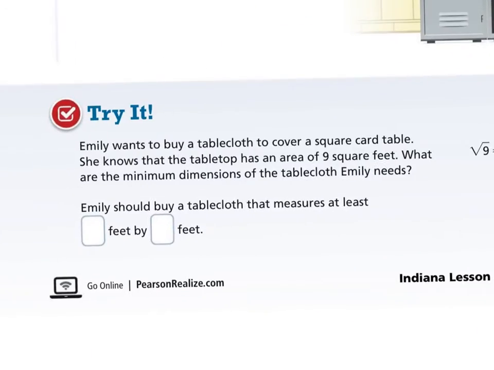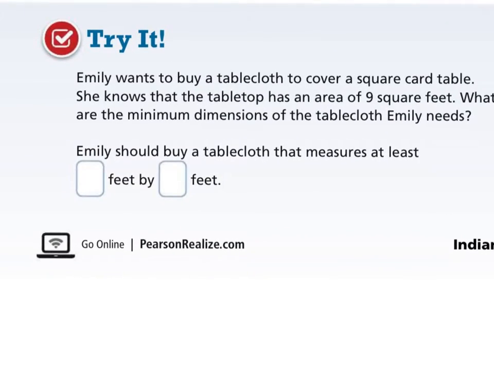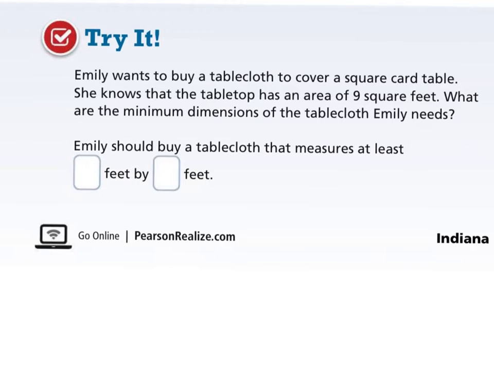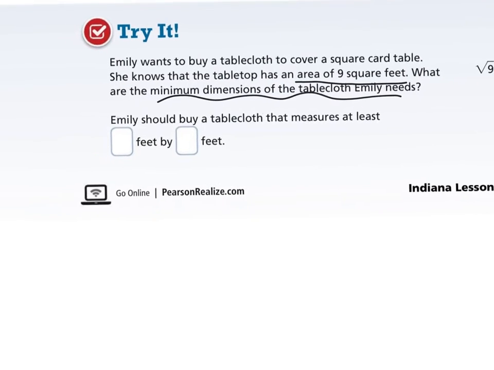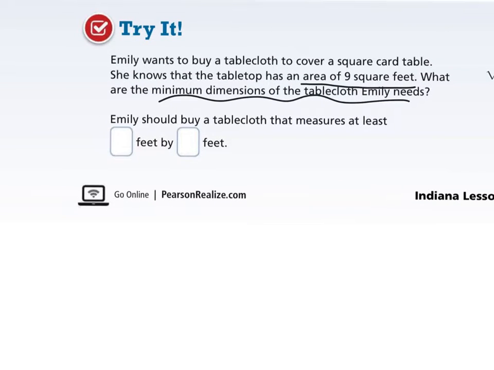So if we look at the try it, Emily wants to buy a tablecloth to cover a square card table. She knows the tabletop has an area of 9 square feet. What are the minimum dimensions of the tablecloth Emily needs? Okay, so this is ignoring the fact that tablecloths usually drape over the sides. This would be like just a tablecloth just covering strictly the top of the table, which I guess would work.